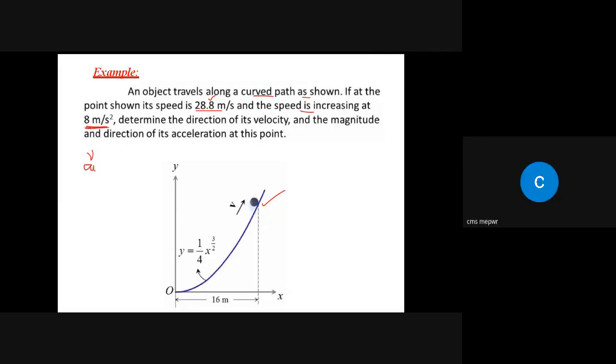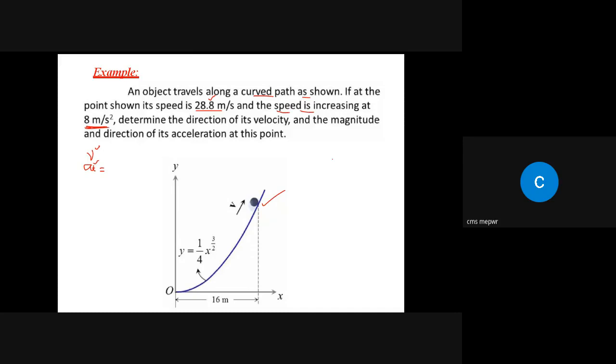Let's see again. The speed is increasing. Speed is increasing means the magnitude is increasing. They haven't used the word velocity. So the speed is increasing, which means the magnitude is increasing, so this means a change in VT, which causes AT. So we have these two things. What are they asking? Determine the direction of its velocity and the magnitude and direction of its acceleration.